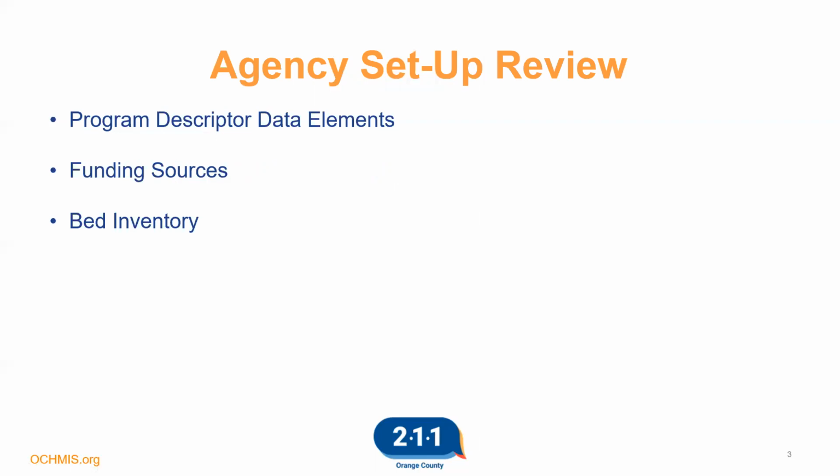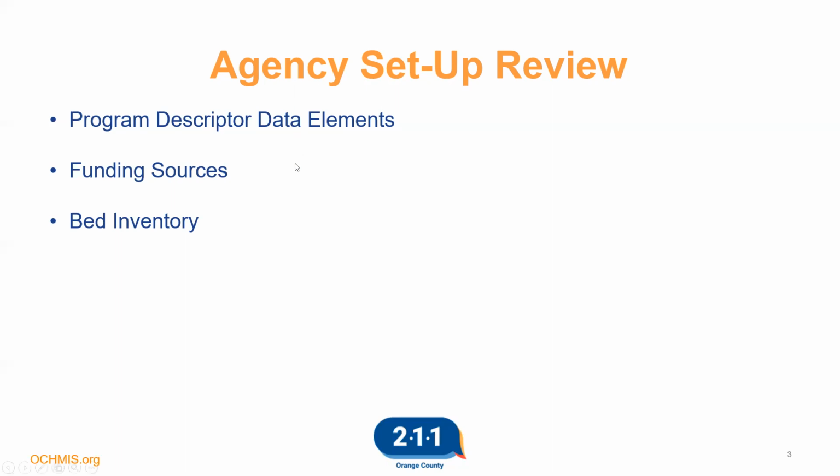This is something that we've been wanting to implement for a little while now, but it is an opportunity for the agencies to see the data that we have in HMIS, not necessarily client data, but about your projects and how they're set up. This review includes program descriptor data elements, funding sources, and bed inventory. Program descriptor data elements include information about your projects, like the project type, where the project is located, the target population, that kind of information.